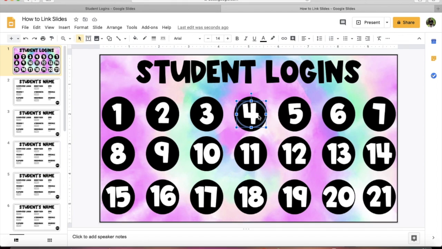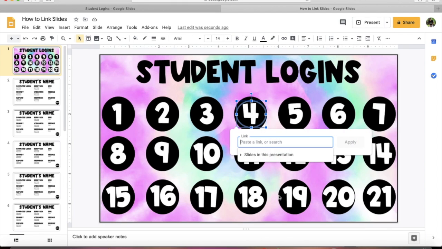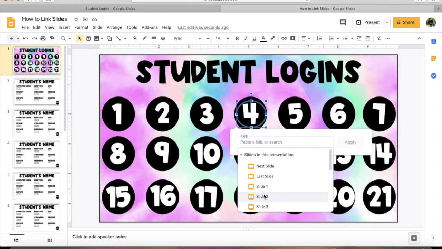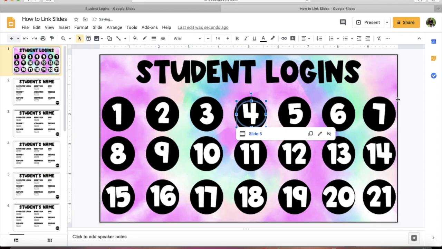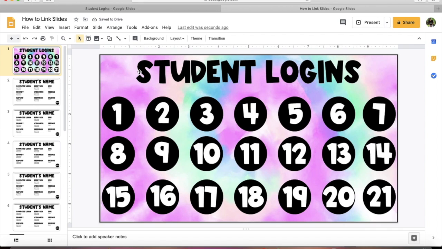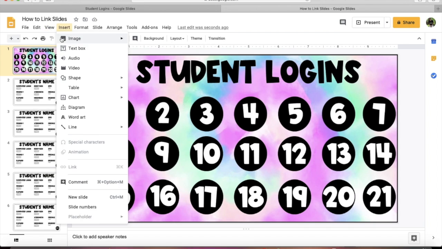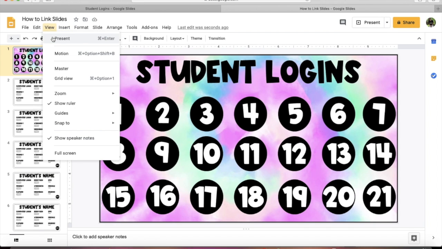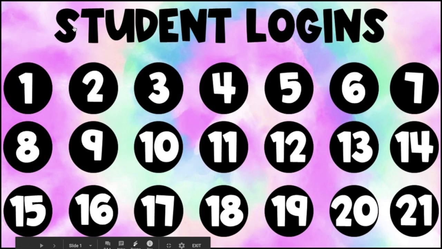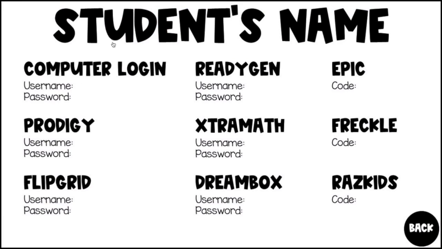So you would just continue this step. Again, student 4 would be slide 5 for me. You would just continue that step until you've gotten all of your kids done, and then check and make sure everything works how it should. Because of that transparent square, it's not going to go anywhere because I linked it to this slide. But if I click here, it's going to link me to slide 2, which was my student 1's information. And so I've gotten that.